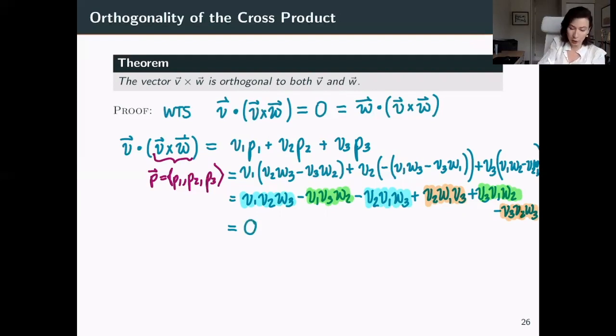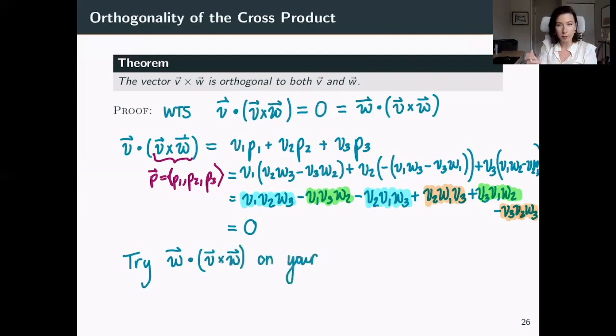Once again, I encourage you to try looking at the dot product w dotted with v cross w on your own. Always good to just get a little bit more fluency with these two. Again, you know where you're going. You should make sure that your answer is 0 at the end. Otherwise, you've done something wrong in your algebra.